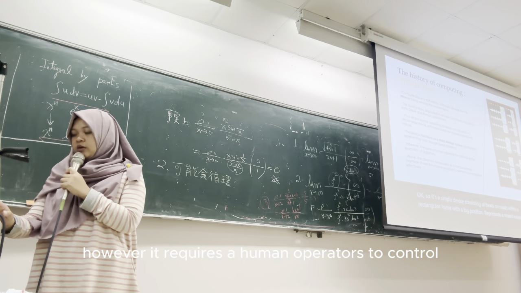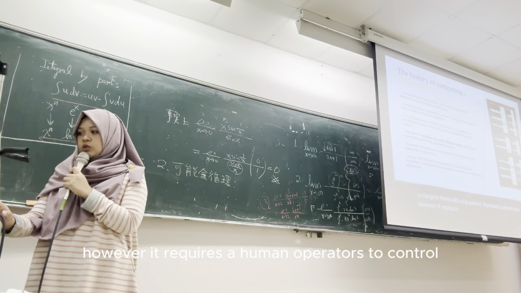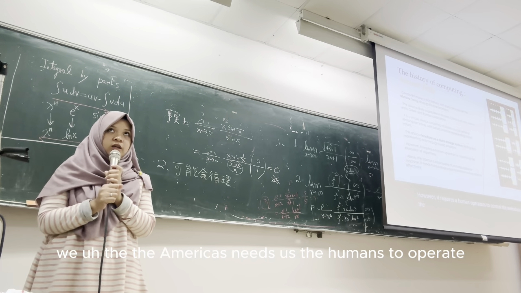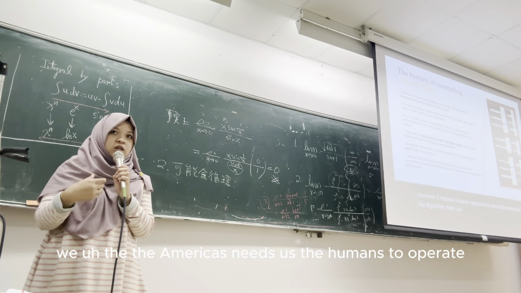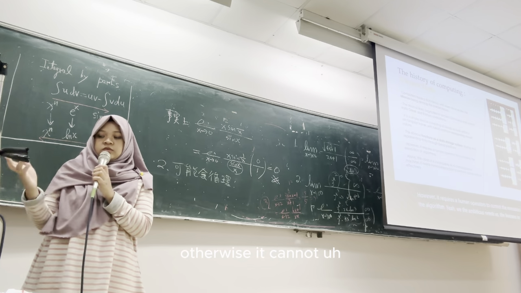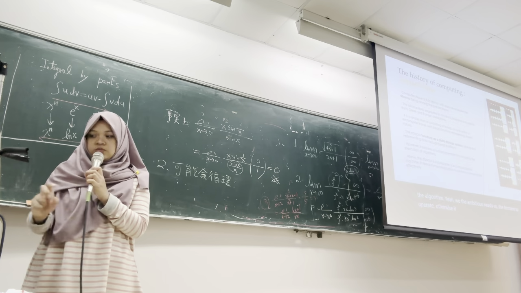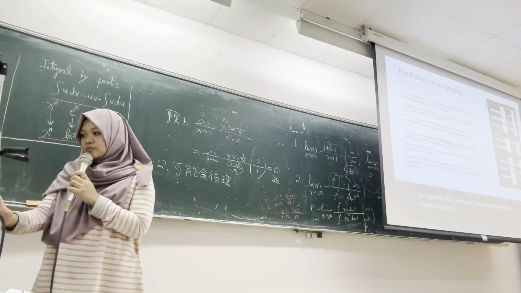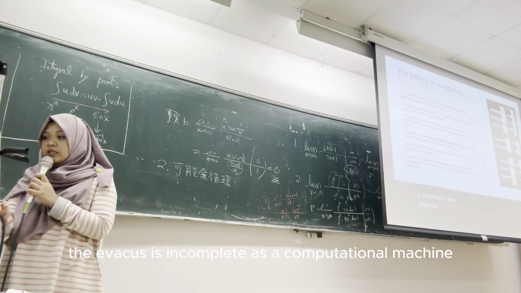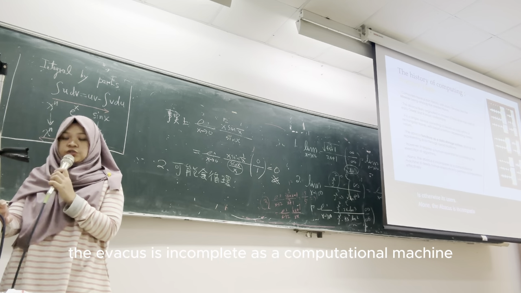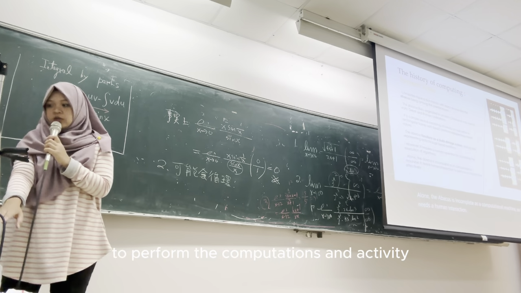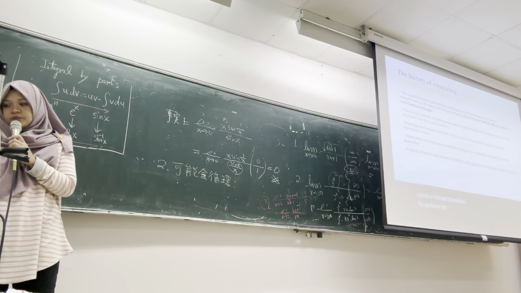However, it requires human operators to control the execution of the algorithm. The abacus needs us, the humans, to operate. Otherwise, it cannot. It's useless. Alone, the abacus is incomplete as a computational machine, so it needs human interaction to perform the computations effectively.